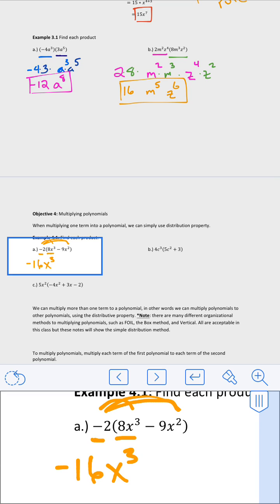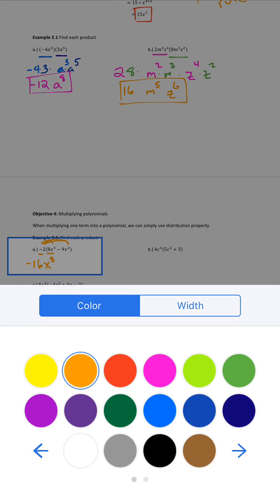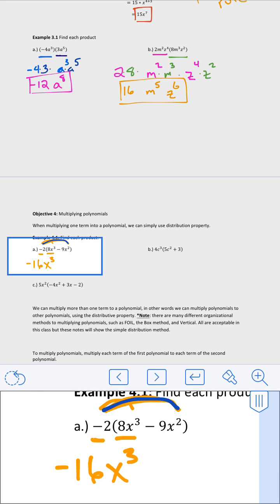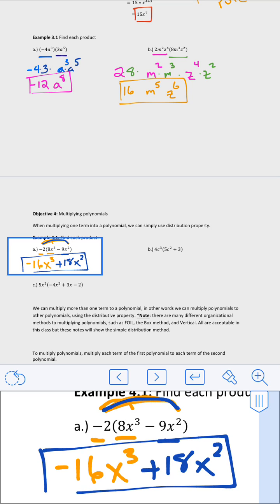Same thing on the other side. Negative 2 times negative 9x squared, right? So this is the second one. Multiply it this way now. Now, again, the only thing I can combine are those numbers. So I get a positive 18x squared. And that's how you multiply in a simple number to a binomial.